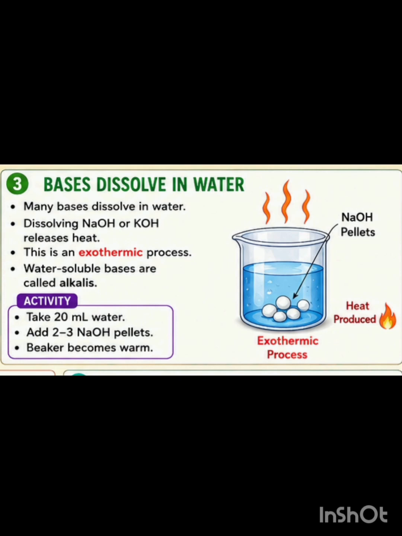To understand it better, we'll do an experiment in which we take 20 ml of water and add 2 to 3 NaOH pellets, and after some time when we touch the beaker, we feel it is hot. The beaker is warm because it is an exothermic reaction.